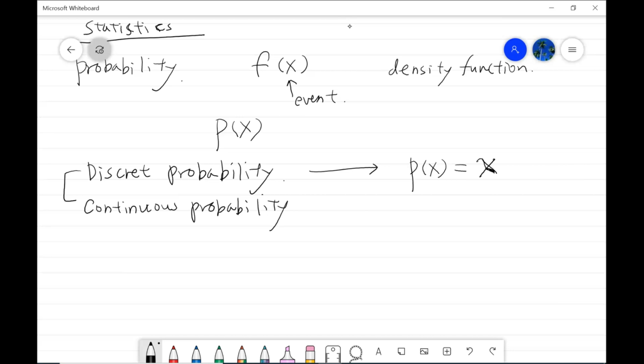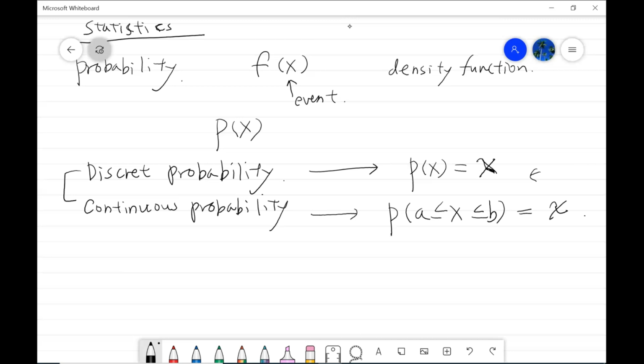But on the other hand, with continuous probability, you don't have this discrete case for an event. The only way to describe a certain probability is the interval. So we don't have this kind of way to describe continuous probability. Instead, the only way you can describe the probability under continuous probability is by using the interval between A and B. So this is the way you describe continuous probability.